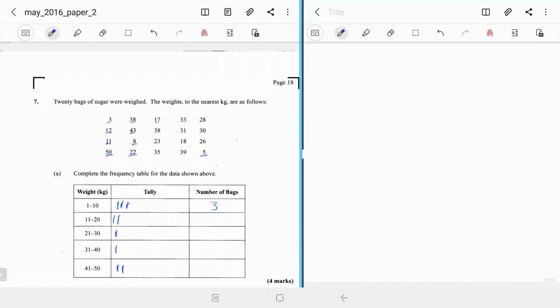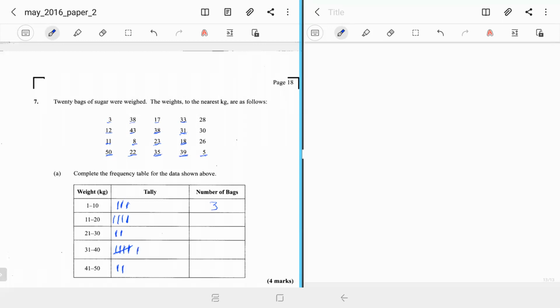17 will be inside here. The 38 will be down here. The 23 will be right here. The 35 will be right here. And the 33 again will be right here. So that's 4. The 31 also will be right here. So I'm going to cross it now. And I have 5. 18 will be right here. Then 39 is going to be here. So you know, 6 there.